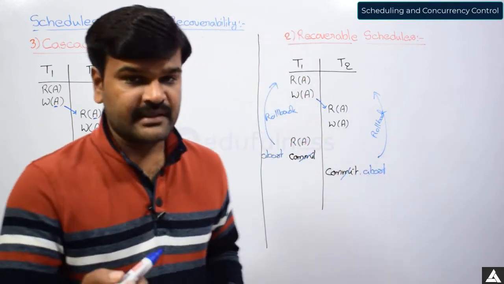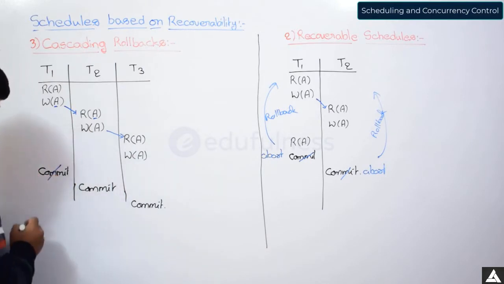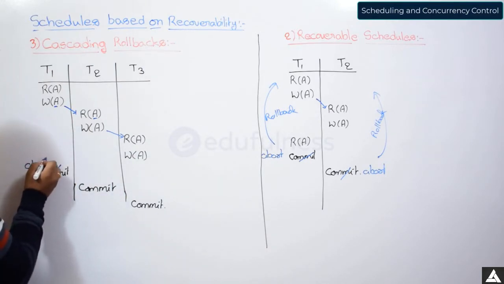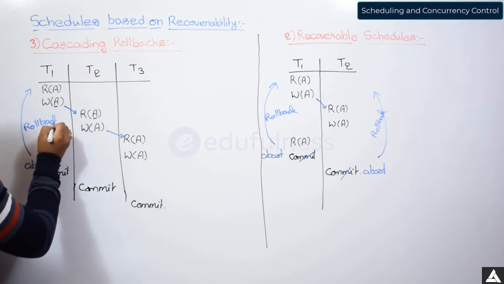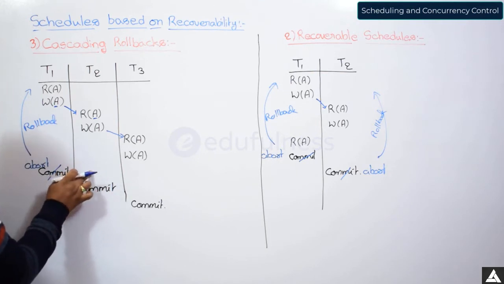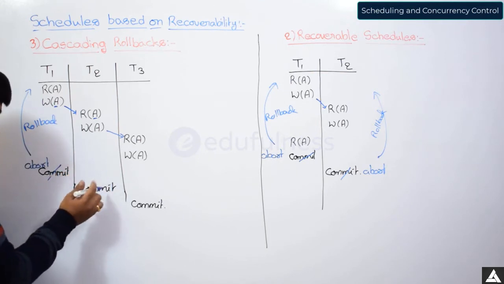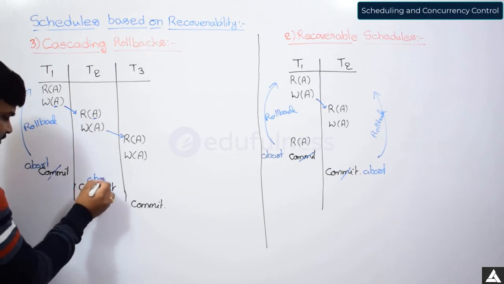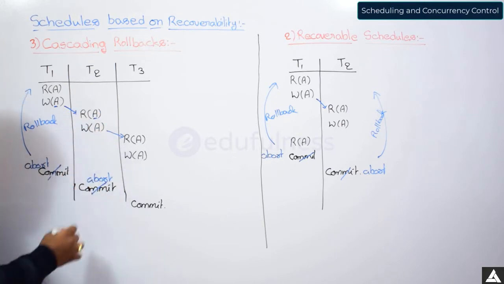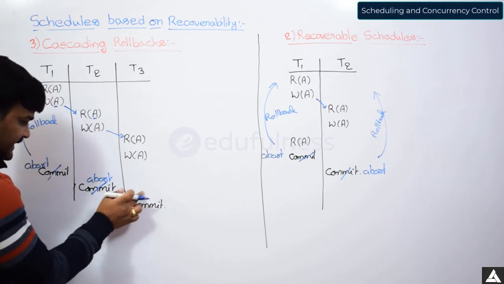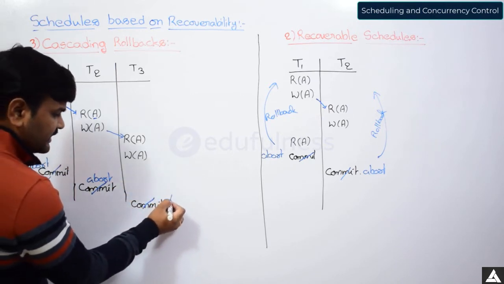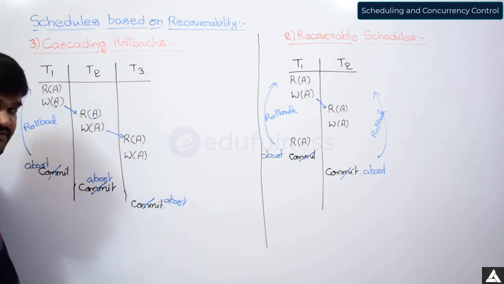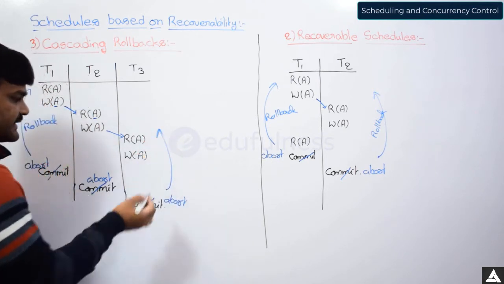Now what is going to happen if there is a rollback? That means this transaction is aborted. Then it is rolling back. Because by that time T2 has not yet committed, it also has to abort, so it also rolls back. And by that time T3 has also not yet committed, so it also goes for the abort operation, so it also rolls back.